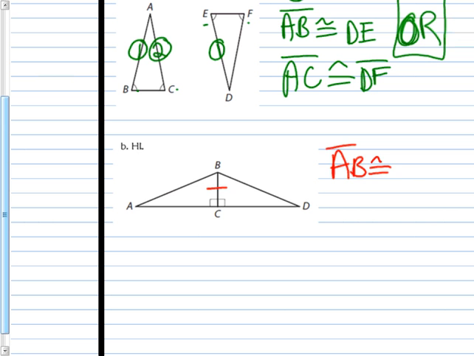is congruent to DB. Sorry, DB. I said it, but didn't write it. DB. Once we have that information, then we would be able to say that they are congruent to each other. So that's what we're missing. We're missing the hypotenuse to be able to solve it by the hypotenuse leg theorem.